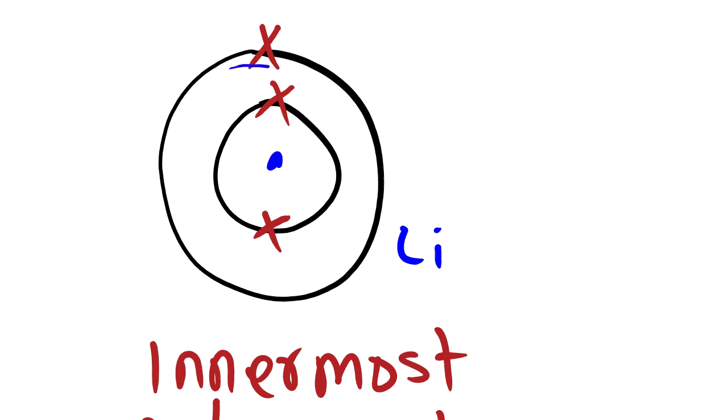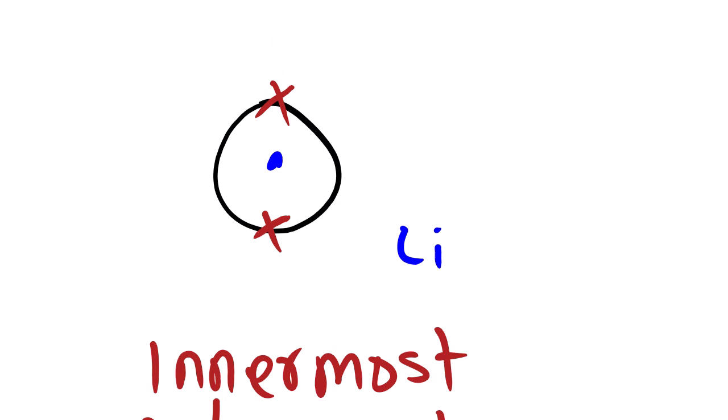So when the lithium gives up the outermost shell, then it will only have this shell. Let me remove this outermost shell and the electron. Then it will only have this inner shell, which will become the outermost shell, and it is full.